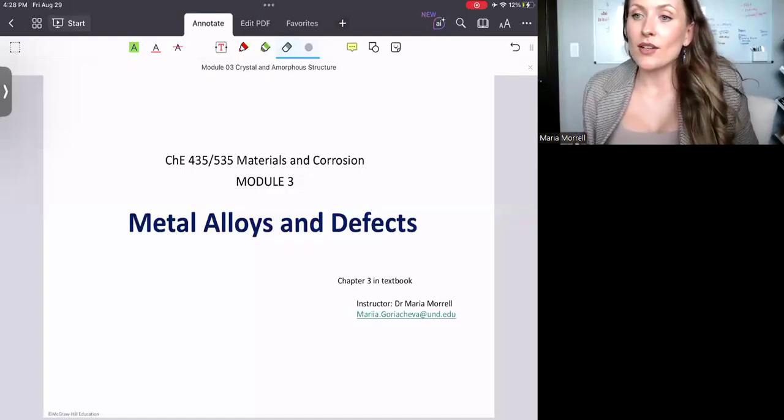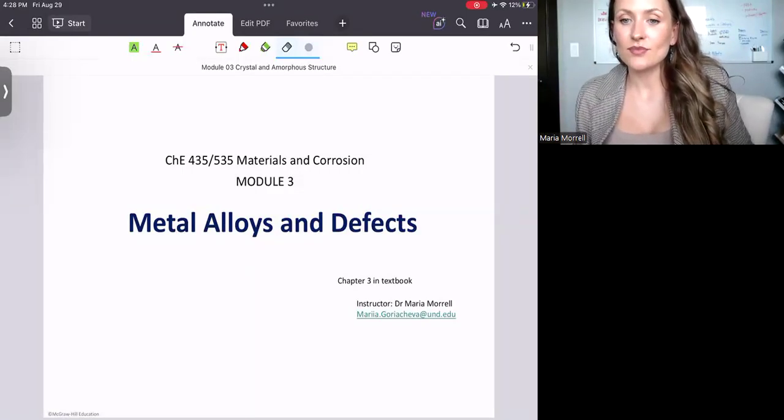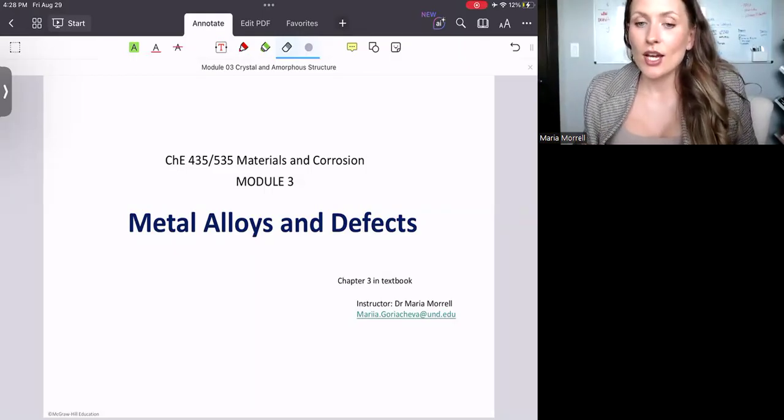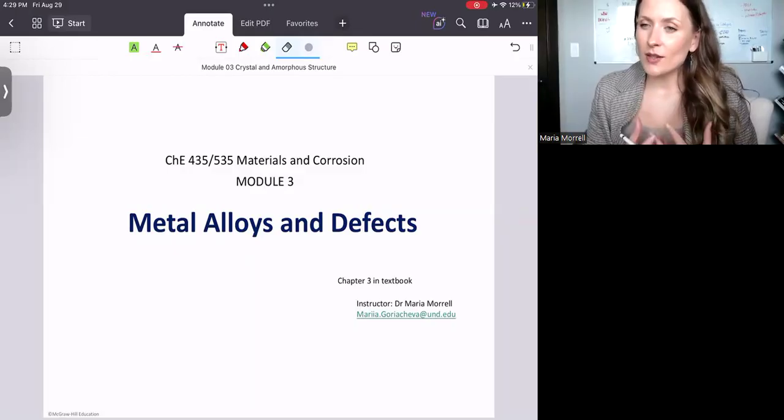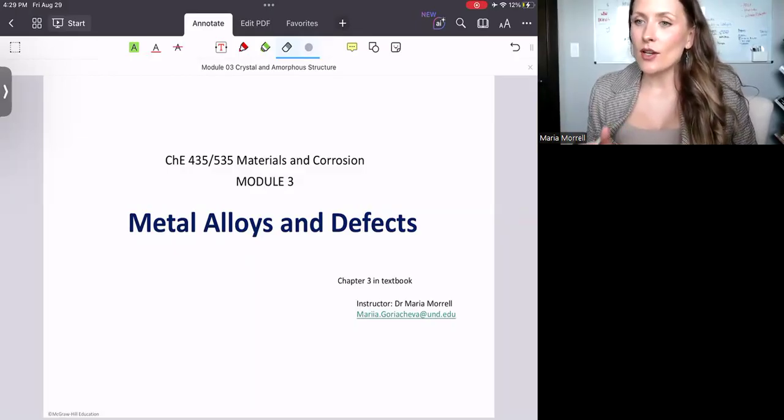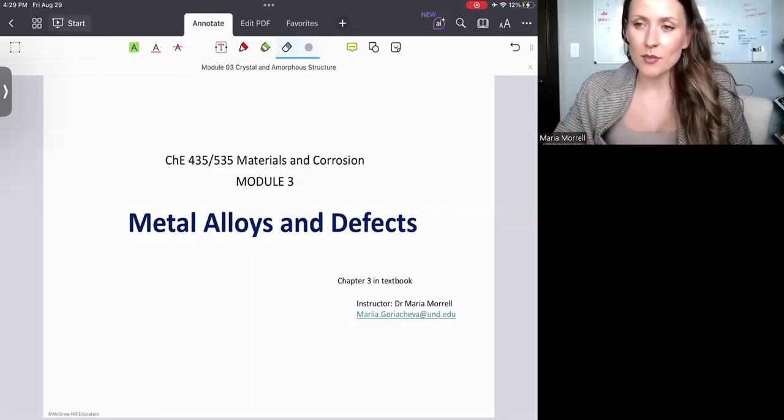The last component we will cover in this module would be metal alloys and defects. Later on, it's going to play a very important role when we talk about strengthening material, enhancing its corrosion resistance and things like that. So this is going to be very helpful for us, especially later on.